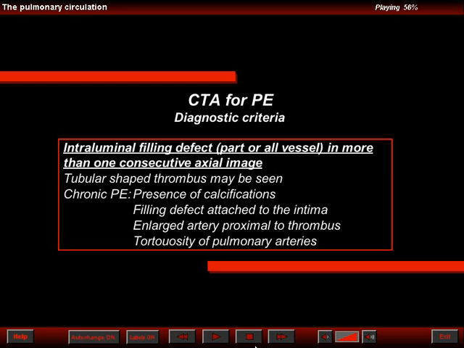In chronic pulmonary embolism, we should look for calcification in the wall of the pulmonary artery. Also, filling defects attached to the intima that often are long filling defects. Enlargement of the pulmonary artery proximal to the thrombus is another sign. And finally, tortuosity of pulmonary arteries, which often is related to the chronicity of the pulmonary hypertension.